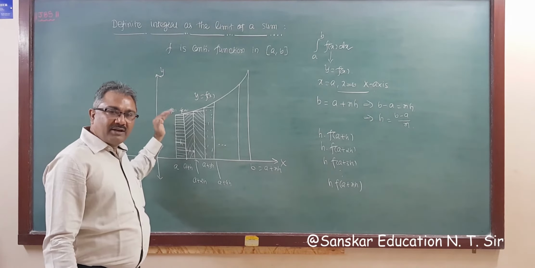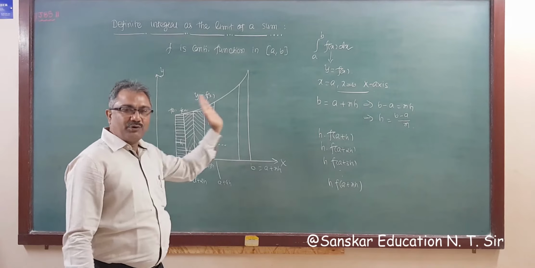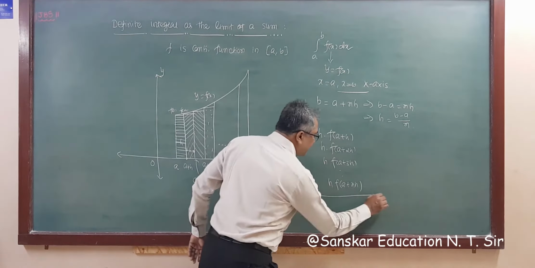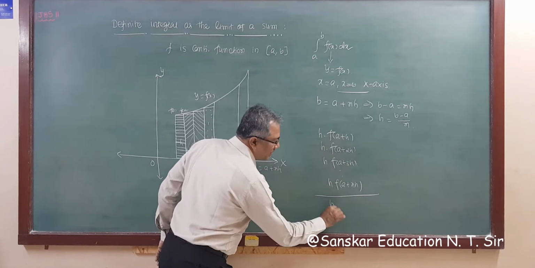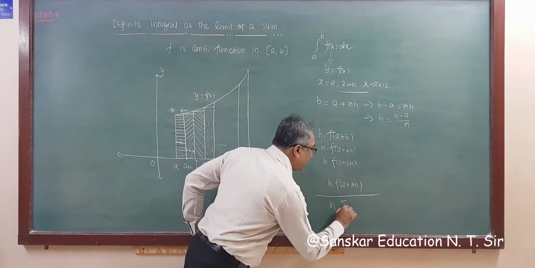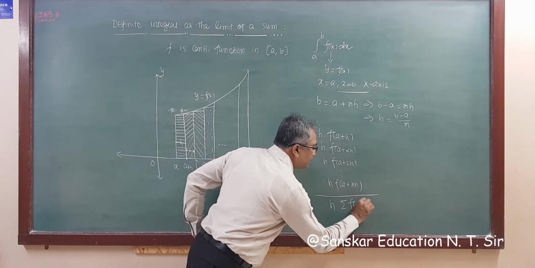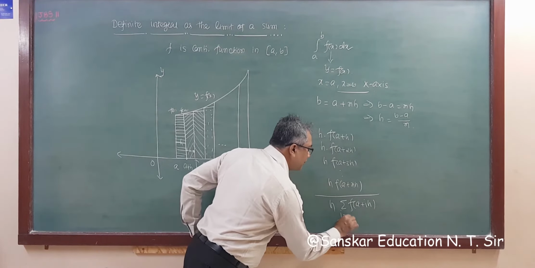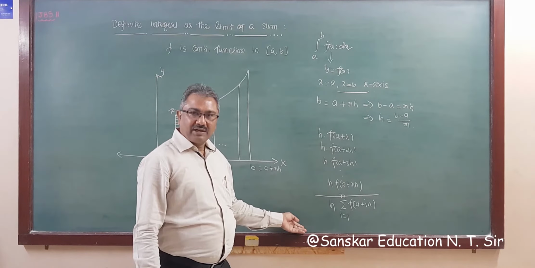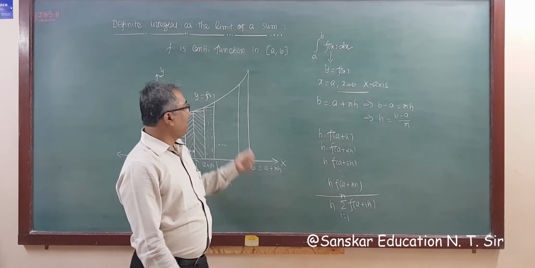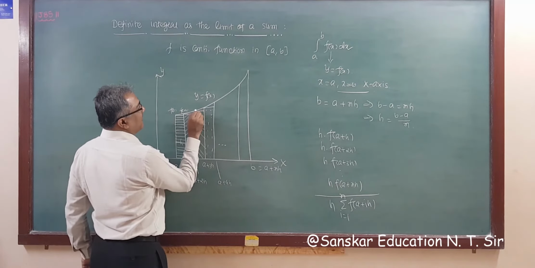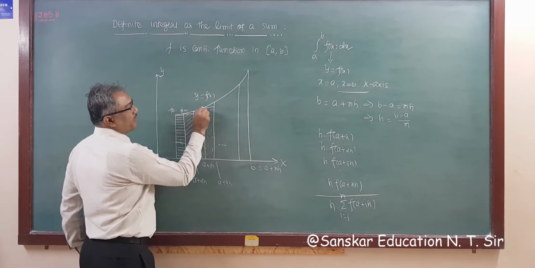the region bounded by the curve, the lines x equal to a, x equal to b, and the x-axis. Then the sum of these will be, see, h is common in all, so h times the summation of f of a plus ih, where i is running from 1 to n. So this is a summation. But in this portion, you see here, this is your blank area, this portion is omitted.